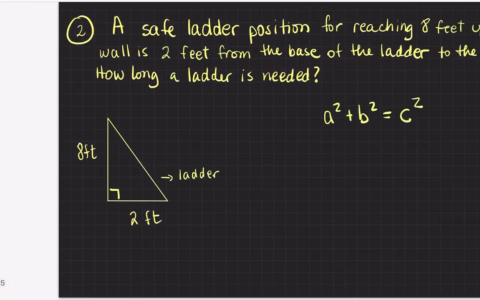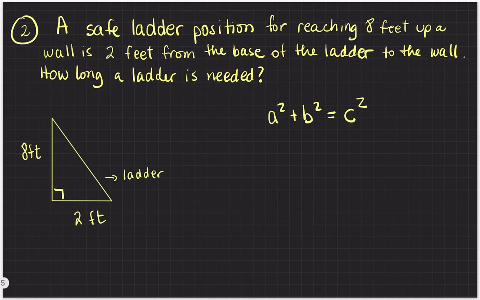The next problem, a word problem. A safe ladder position for reaching 8 feet up a wall, that's my 8 feet, is 2 feet from the base of the ladder to the wall. So that is 2 feet. So how long is a ladder needed?